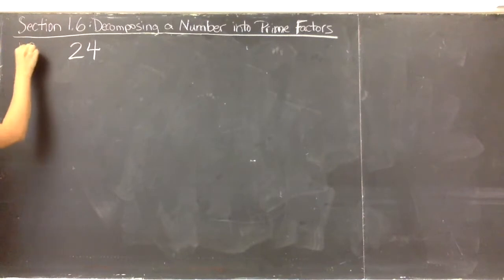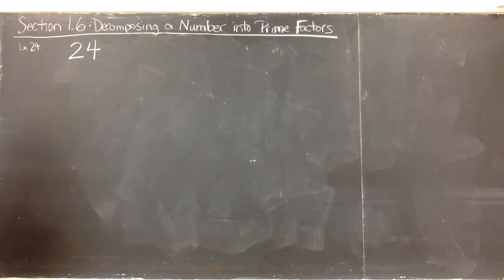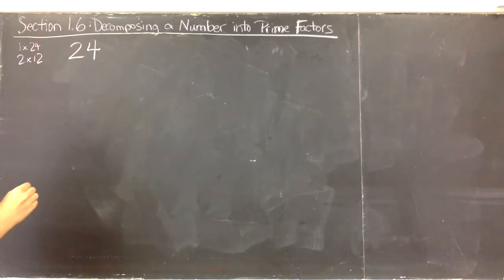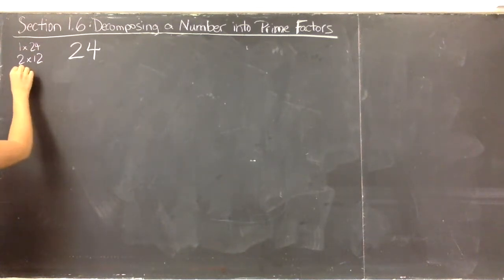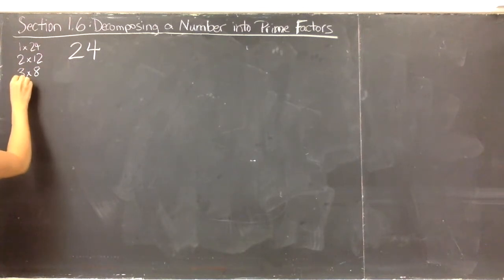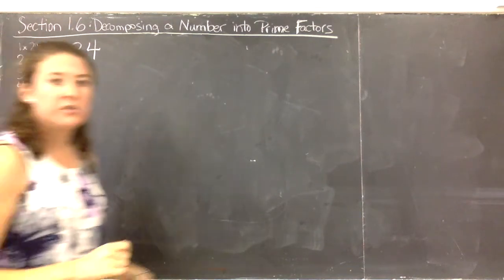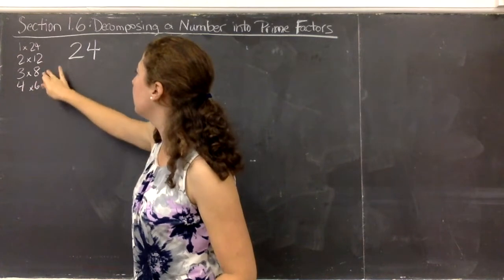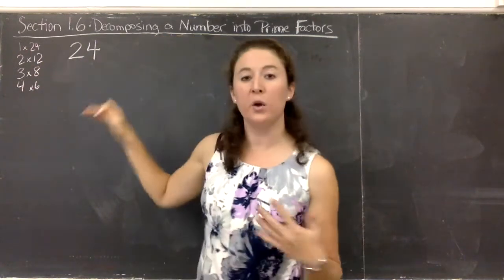I can do 1 times 24. I can do 2 times 12, 3 times 8, 4 times 6. So all of these are factors of 24: 1, 2, 3, 4, 6, 8, 12, and 24. All of those are factors of it.